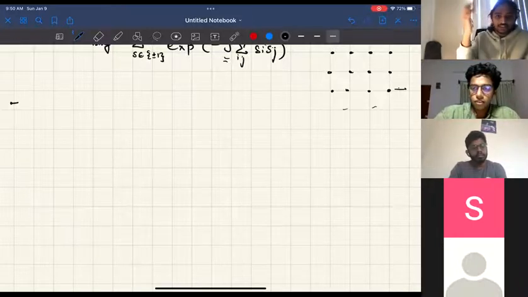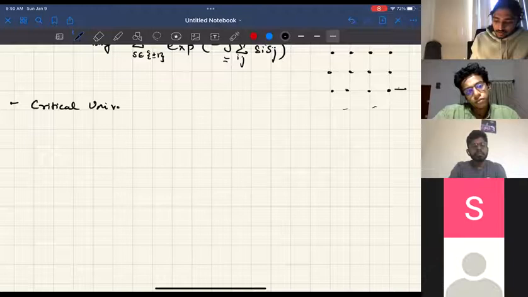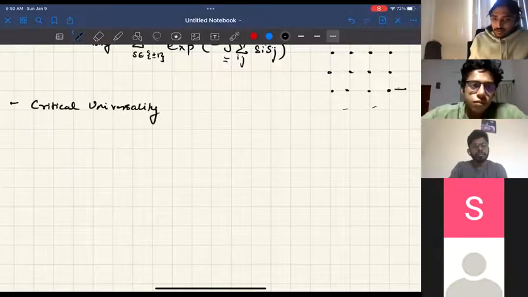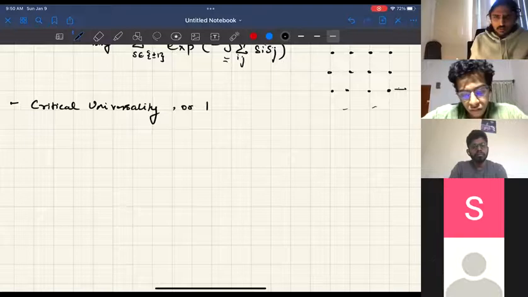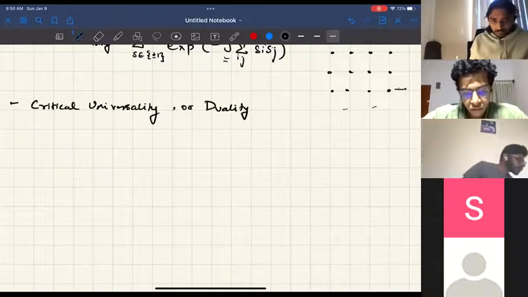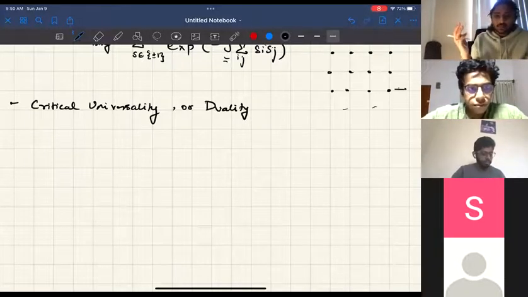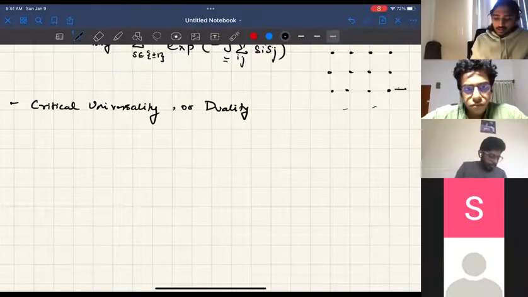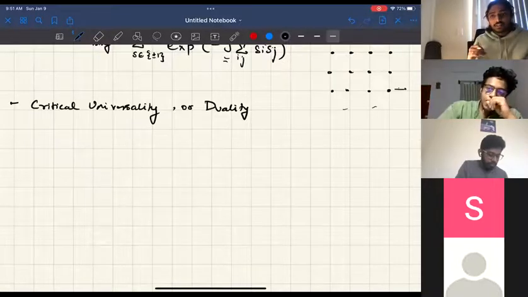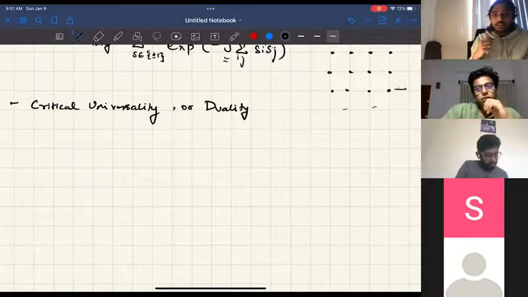But yeah, so then we have the motivation. We have the precursor to the motivation, and the motivation is essentially this idea called critical universality, or sometimes it's also referred to as a duality. I don't know in which context though. But we have multiple microscopic systems that flow to the same conformal field theory in the IR. By flow, I mean RG flow.